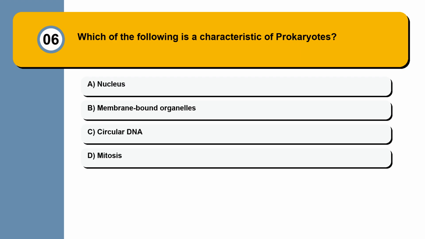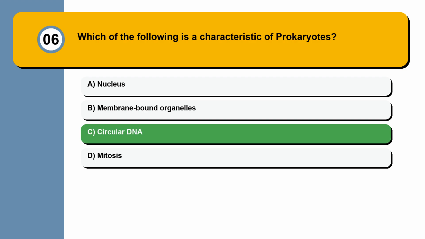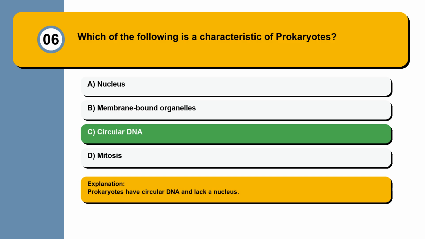Question 6. Which of the following is a characteristic of prokaryotes? Nucleus, membrane-bound organelles, circular DNA, mitosis. Prokaryotes have circular DNA and lack a nucleus.